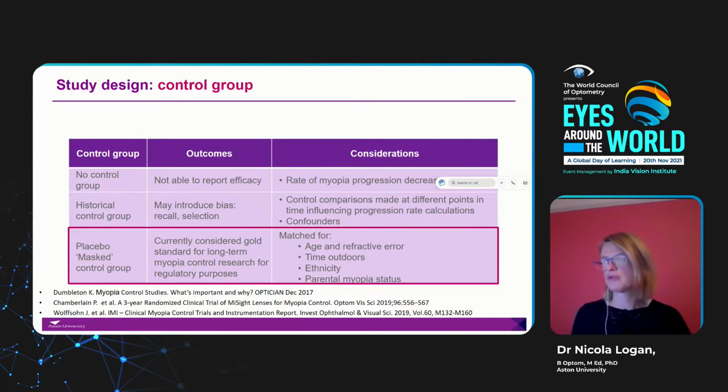And those children really need to be matched for both age and the level of refractive error. So we can't have lots of children with just -1 diopter in an intervention group and lots of children with -5 diopters in a control group. They need to be matched equally, similarly for their age. But we could also consider matching a little bit more critically in terms of other factors that might influence myopia progression or growth rate, by looking at time outdoors, parental myopia status, or ethnicity, for example.